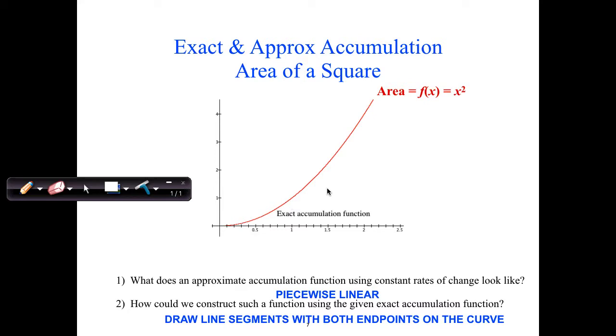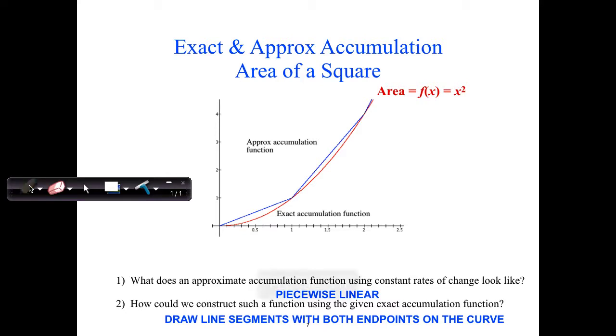A straight line in an accumulation graph of any angle represents a constant rate of accumulation, but I don't want constant rates of accumulation of 0 throughout, like those horizontal lines. Those aren't very good approximations. I want my accumulation to build. So if you can imagine connecting the dots every so often.